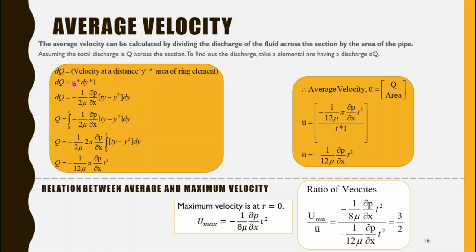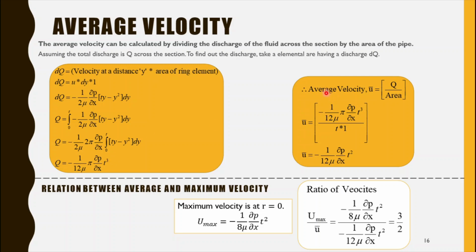When we put the equation of u into it, we get dq is equal to minus 1 by 2 mu del p by del x (ty minus y square) dy. When we integrate this from 0 to t, we get the total discharge. After solving this equation, we get q is equal to minus 1 by 12 mu del p by del x t cube. The procedure is exactly the same as for pipe flow, so we are going a little bit quickly.